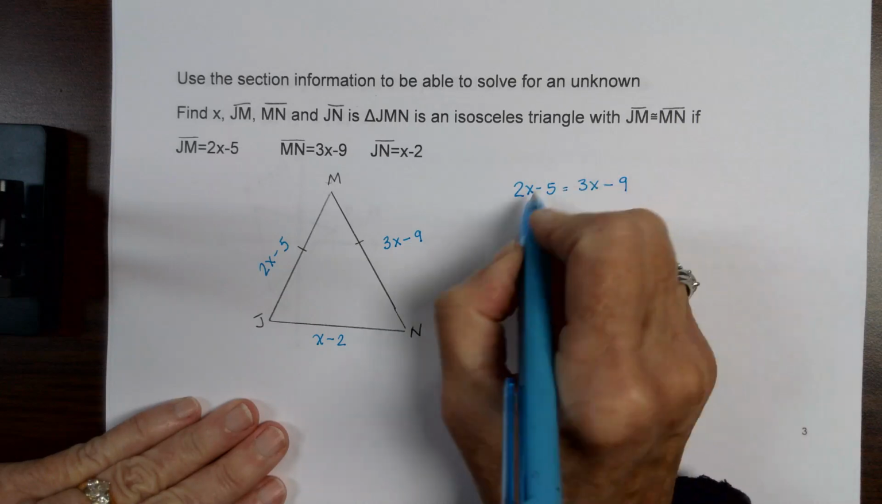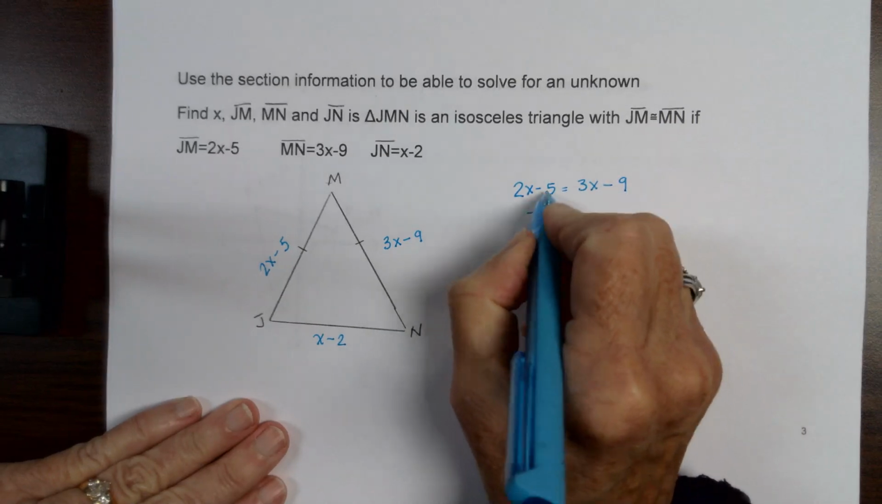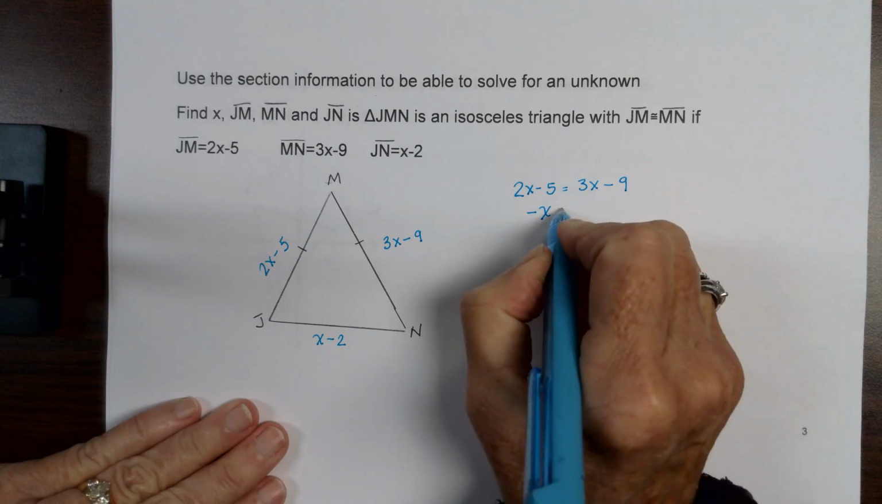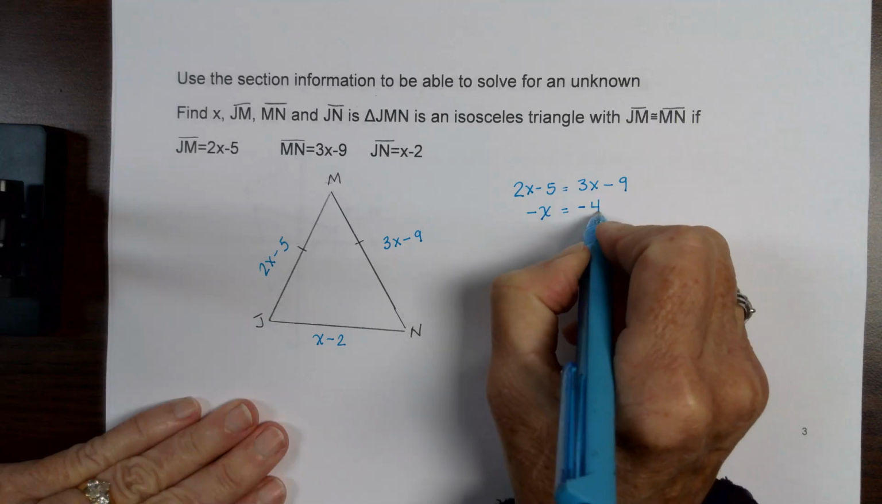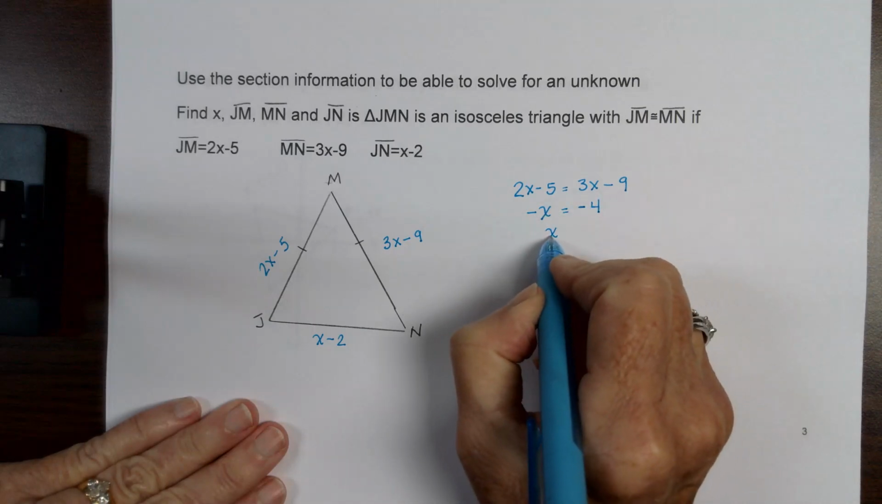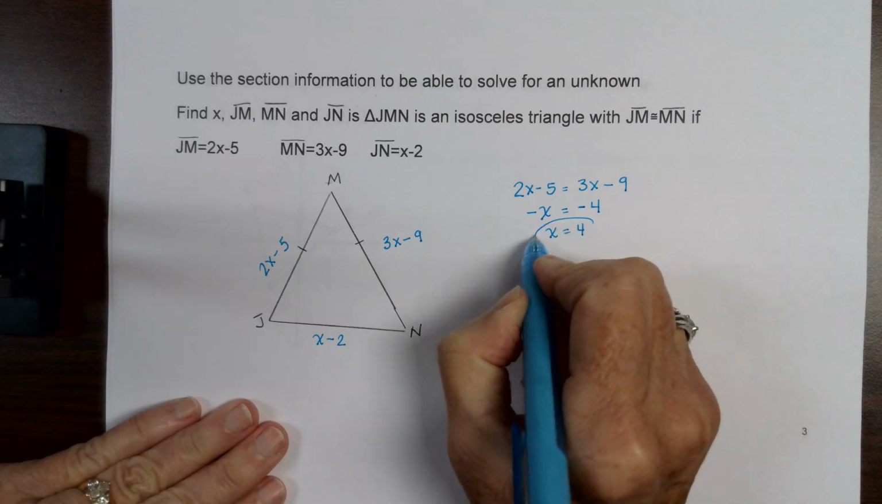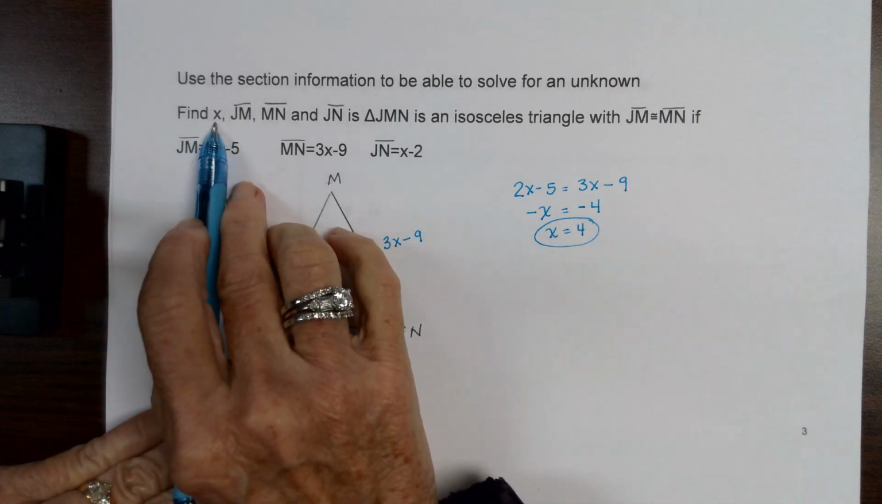So I'm going to subtract the 3x and get a negative x. I'm going to add the 5 and get a negative 4. And then, of course, I would get rid of my negative, so I find out that x is equal to 4.